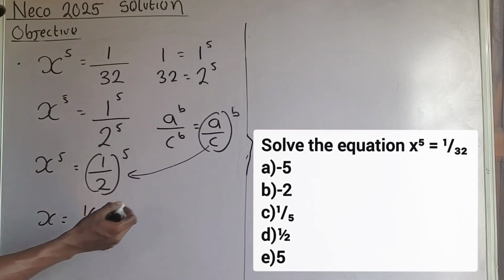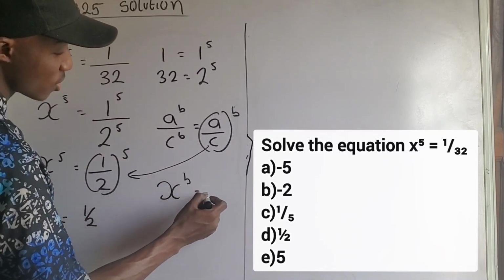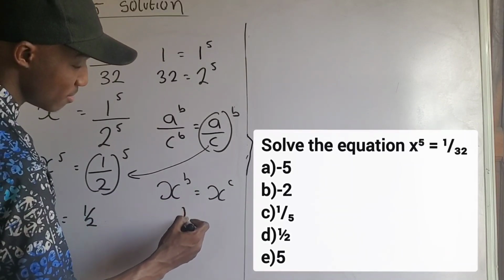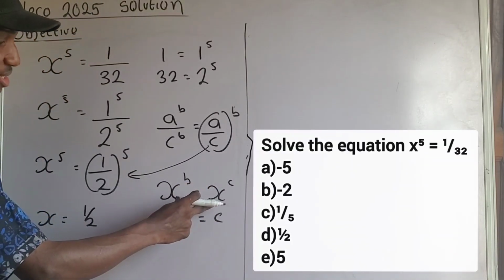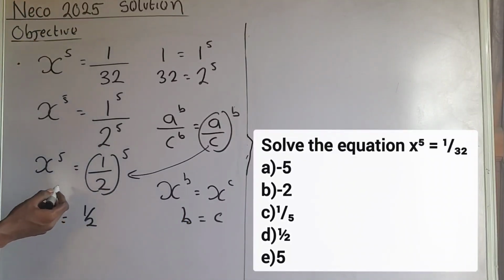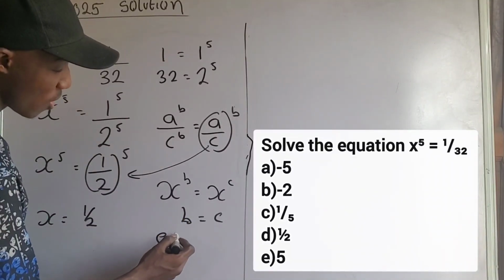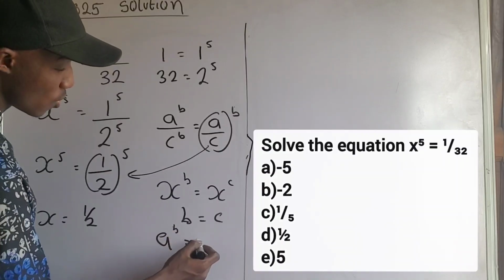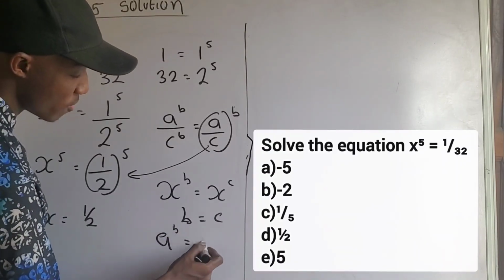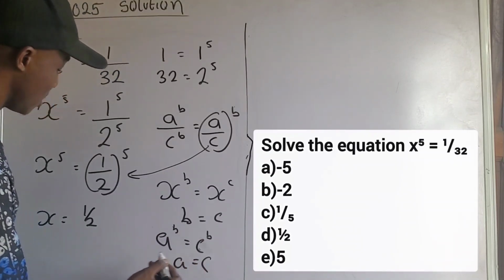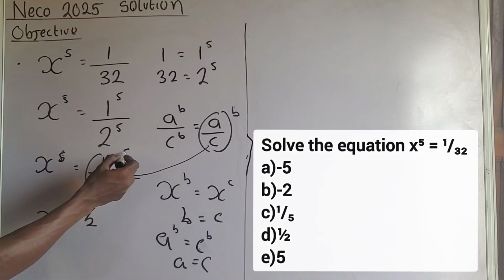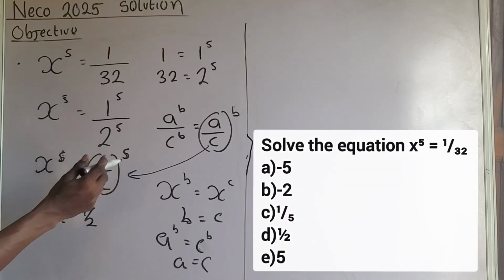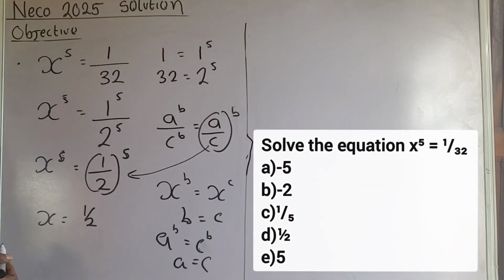Are you getting it? Because according to the law of indices, x raised to the power of b equals x raised to the power of c means that b equals c. The powers will be equal if the bases are equal. Likewise, if the powers are equal, for example a raised to the power of b equals c raised to the power of b, that will be a equals c. So if we have x raised to the power of 5 here, and we raise 1 over 2 to the power of 5, that means x will be equal to 1 over 2. Okay, so the solution to that question is 1 over 2.